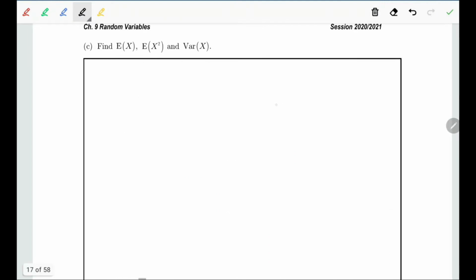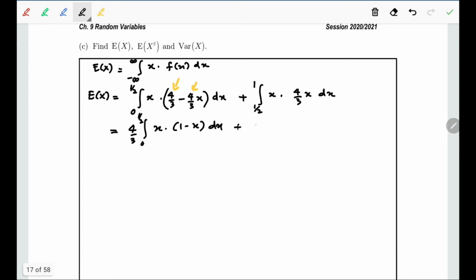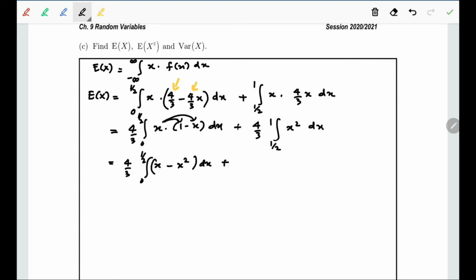plus, right, plus, factor out the 4/3, take out the 4/3, so 1/2 until 1, and you just expand the x square. The x and x, you get x square. Alright, this one needs to be expanded before we integrate. So 4/3, 0 until 1/2, so then you will get x minus x square dx, plus 4/3, 1/2 until 1 for the x square dx.